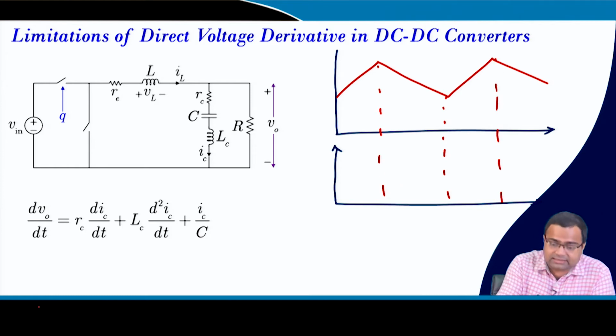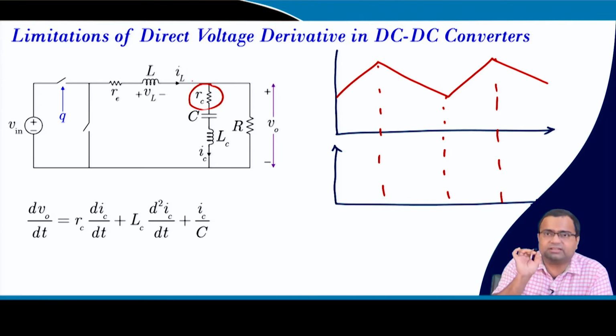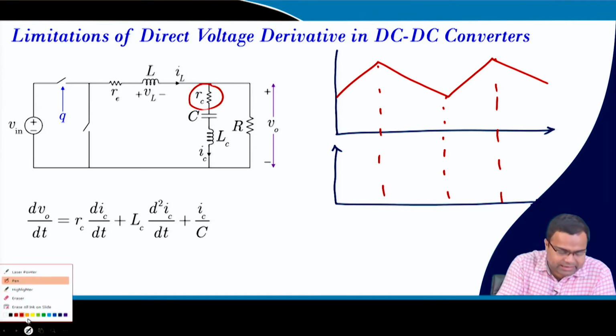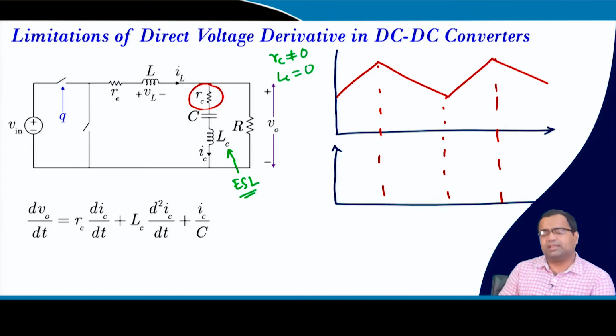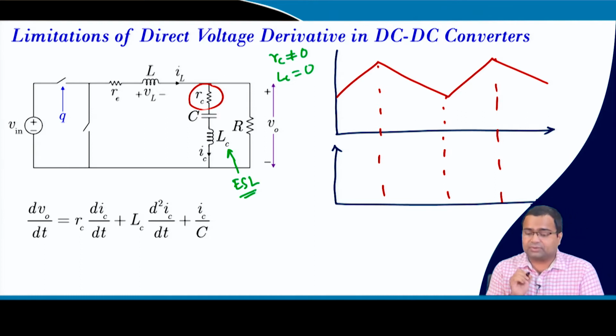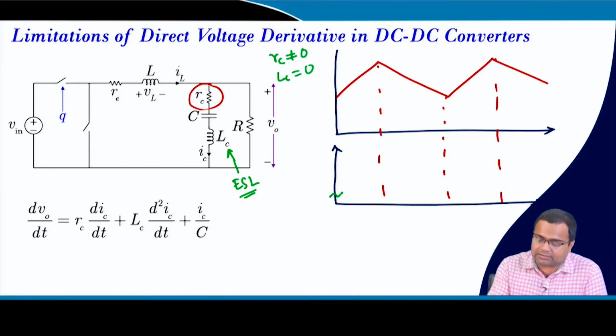Because there is an ESR, first consider the effect due to ESR. Suppose we are talking about RC not equal to 0, but LC equal to 0. The LC we call the ESL, effective series inductance. If we take that to be 0, then how does the ripple look like? So, this is my voltage.